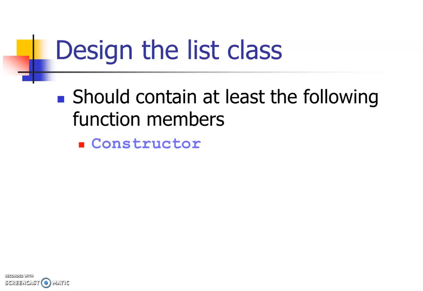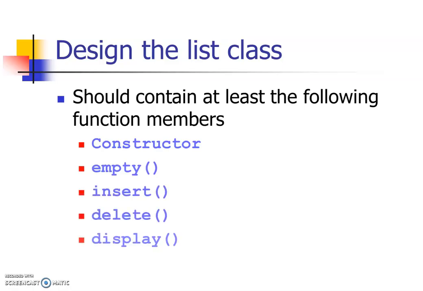So, the design of the list class should contain at least the following function members. Constructor, which is creating the space. Empty function, a Boolean function. Insert, delete, and traverse, which can also be described as a display. Show all the items over there.